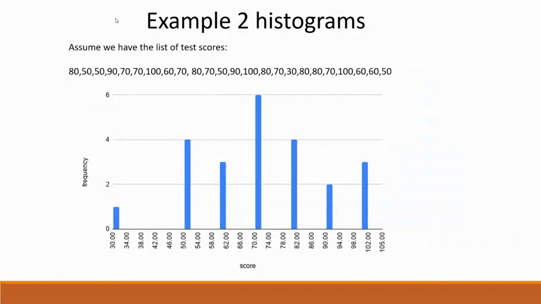So this is just another example. So again, we have this list of test scores, right? So here I don't have a frequency table, but we have a list of test scores. So again, what you can do is you would put that list as a column in Google Sheets. And then of course you would make the histogram.